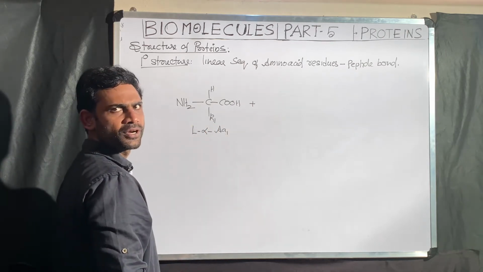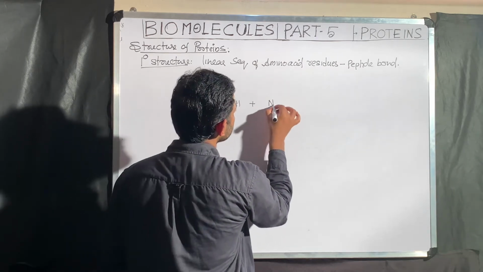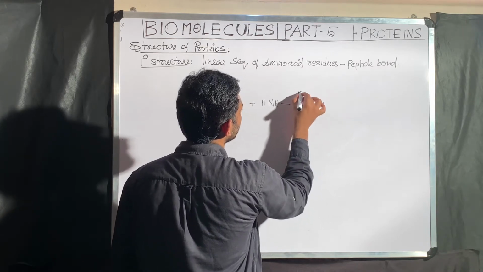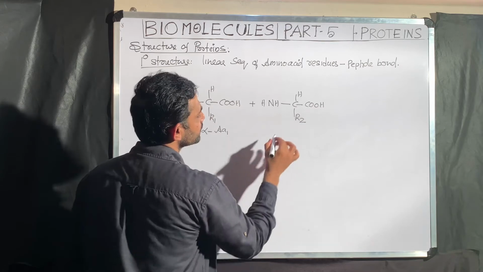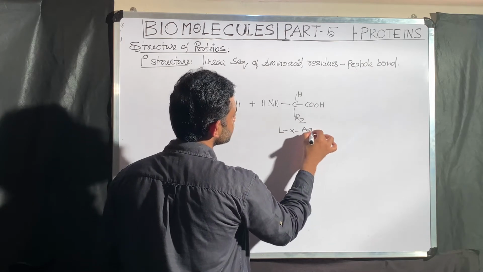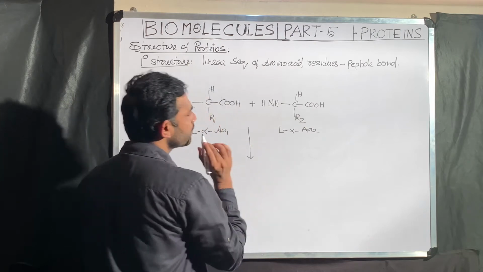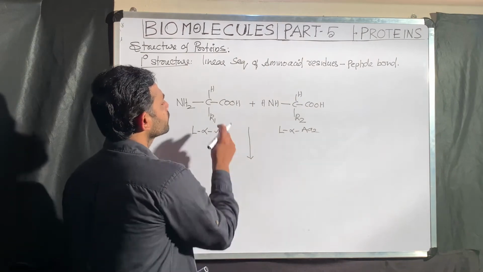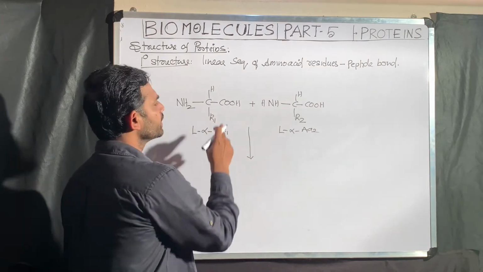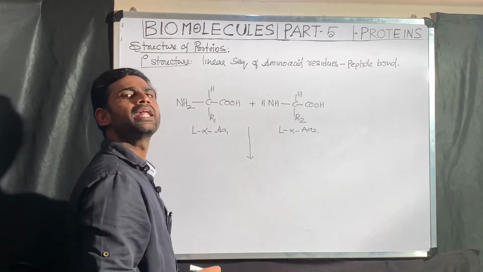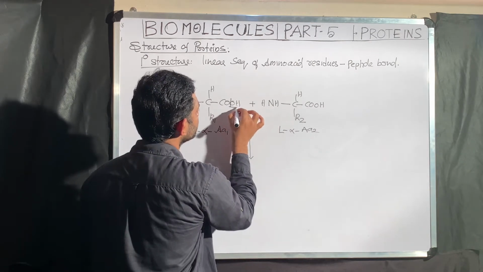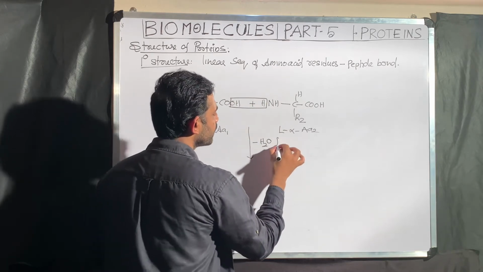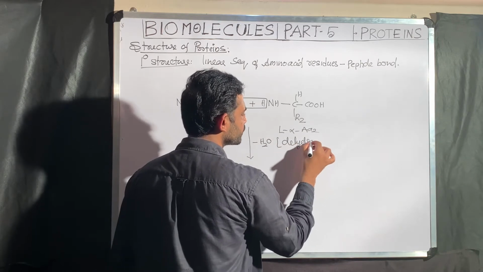Already I explained the structure of amino acid. One more I am taking here, NH2, C, COOH, H, R2. This is L-alpha amino acid 2. Now, these two amino acids, how does the peptide bond form, you know? The carboxyl group of first amino acid reacts with the amino group of the second amino acid. So here OH and H result in the release of water. Releasing of water we call dehydration.